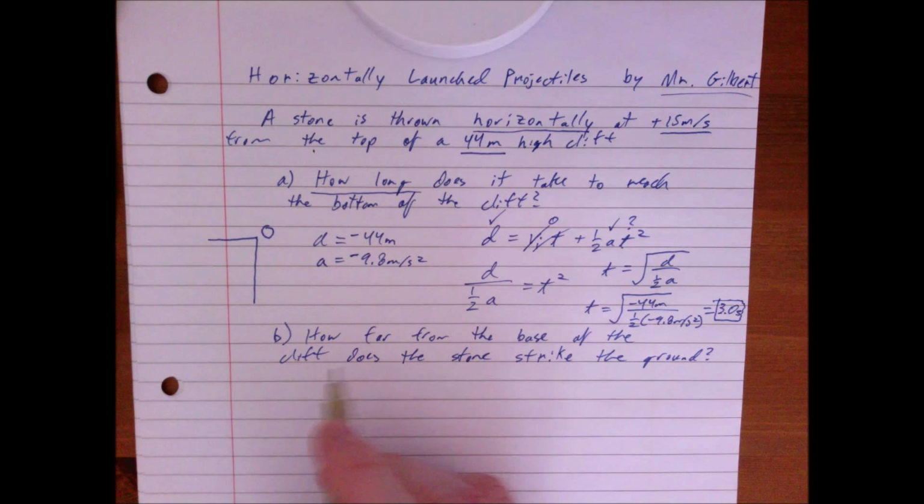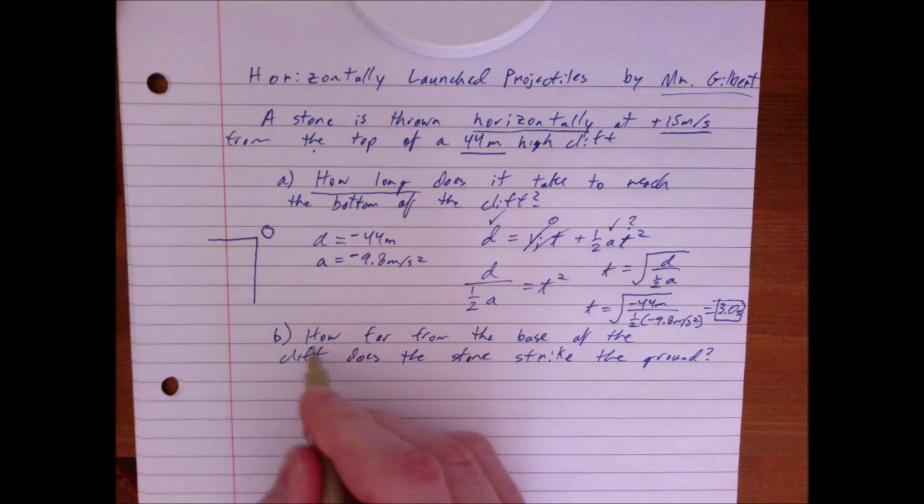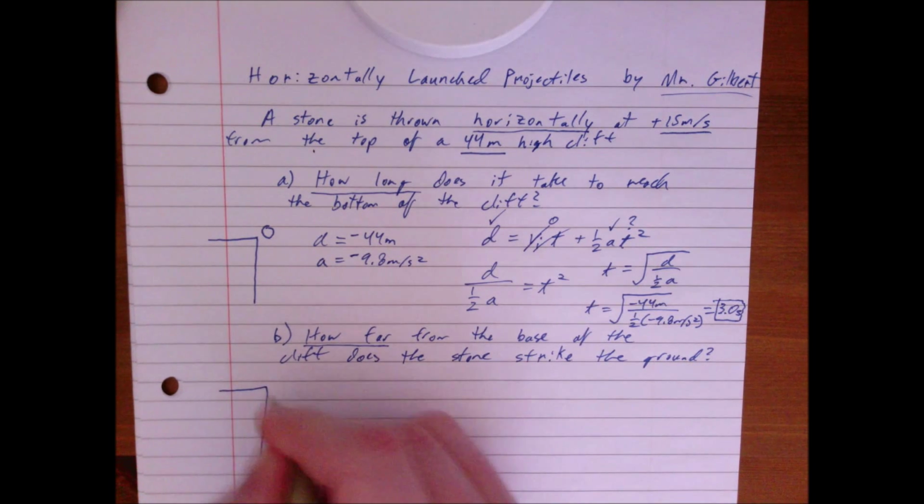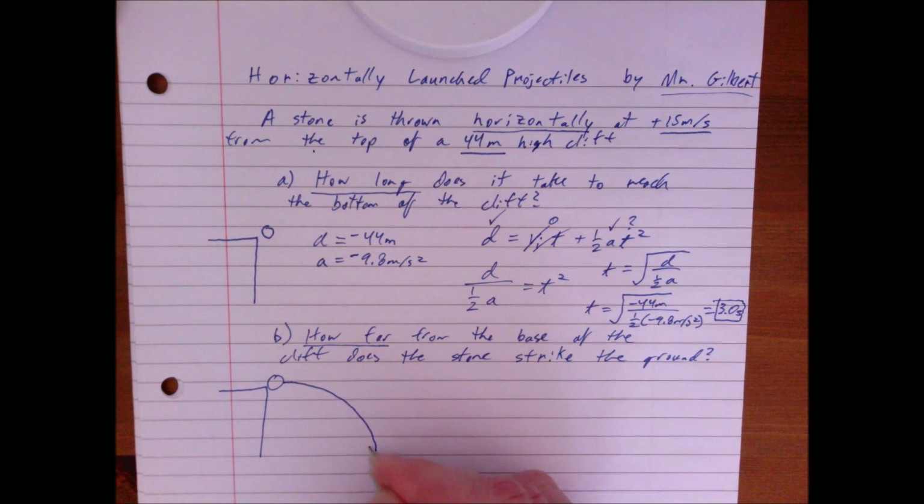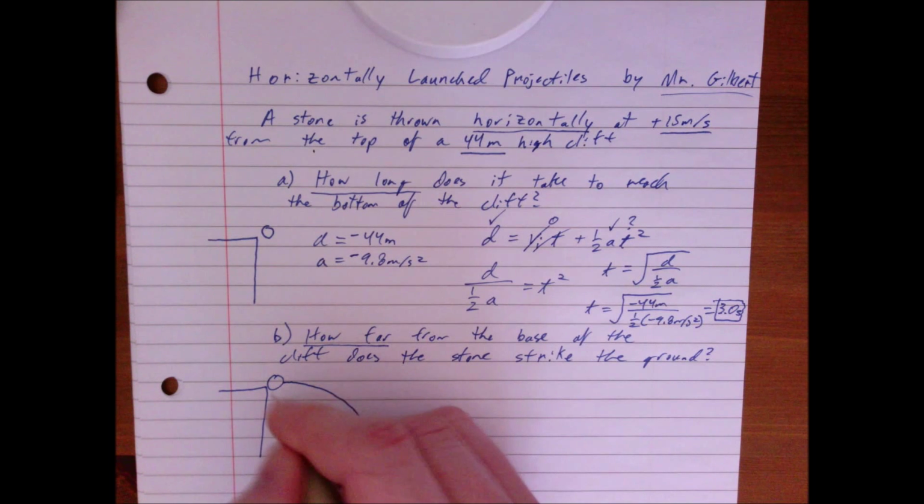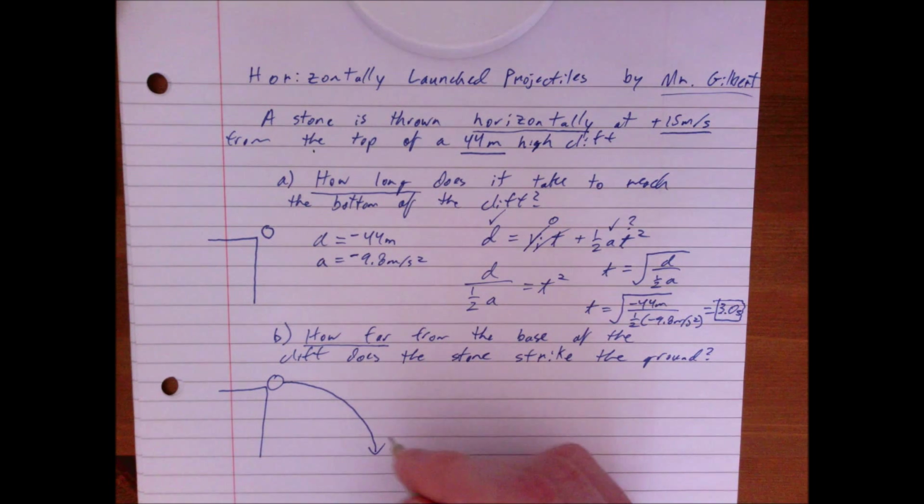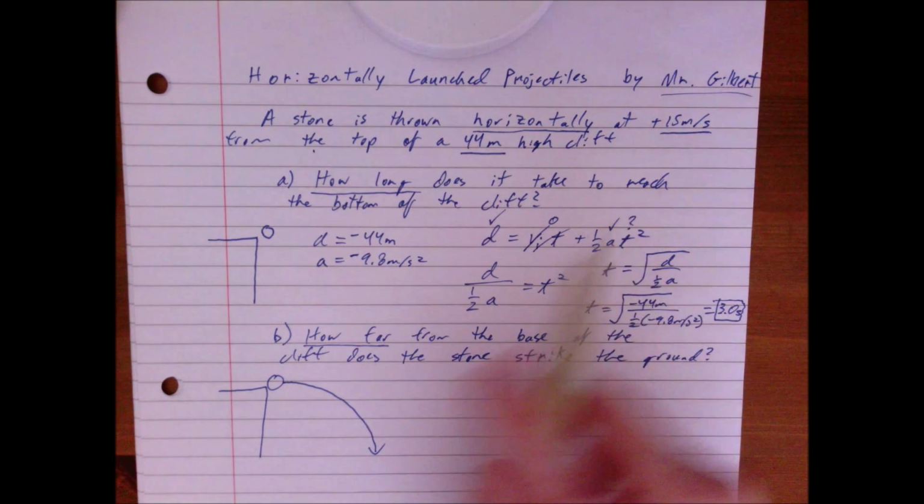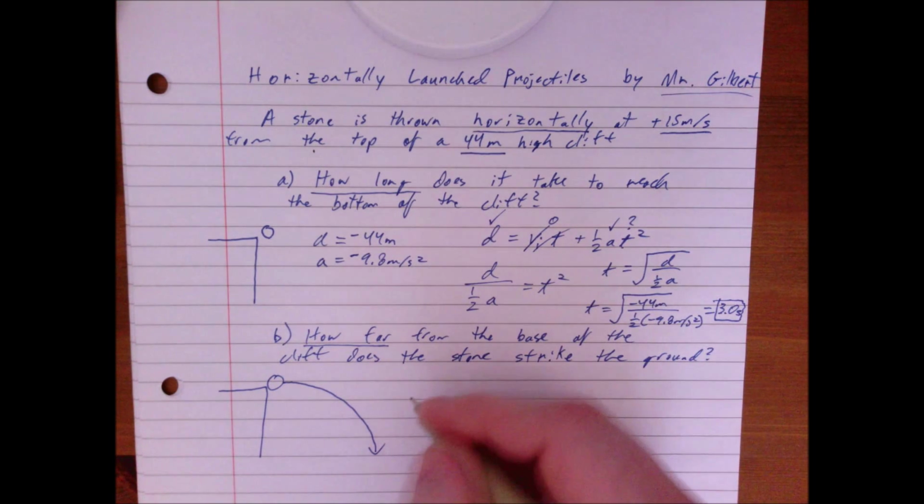So, question B, how far from the base of the cliff does the stone strike the ground? So how far does it go? So here's the cliff, here's a stone. It's going to have a path somewhat like this, right? Because it has a horizontal velocity at the same time as it's falling. So let's figure that out. We know how long it's going to be falling, and we know how fast it's going horizontally.